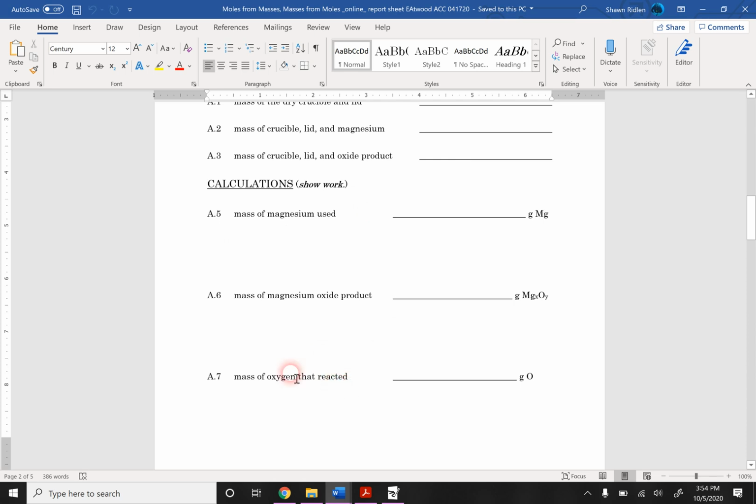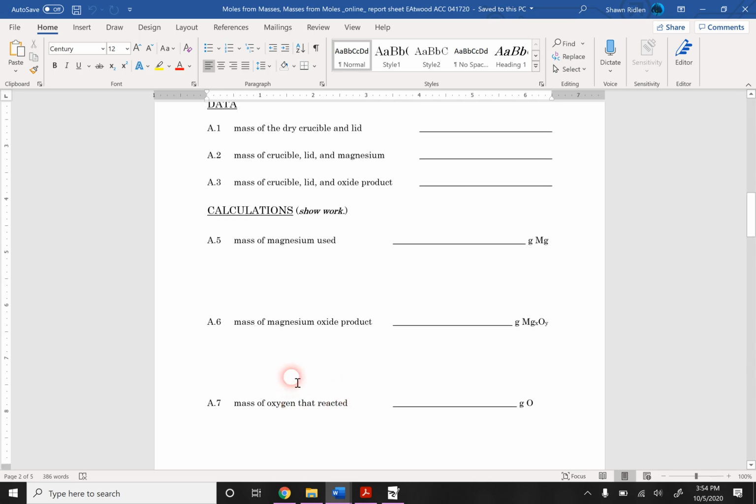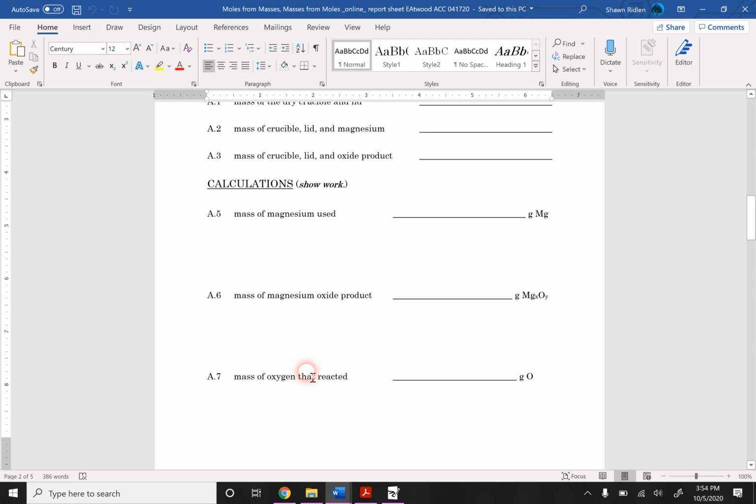So the next one, it says just the mass of the oxygen. So how will we find that? Well, if we know the mass of the magnesium oxide product, we know the mass of the magnesium. If we subtract the 2, that gives us what? What's left over? Just the mass of the oxygen. So that puts you exactly where I started on the zinc example.